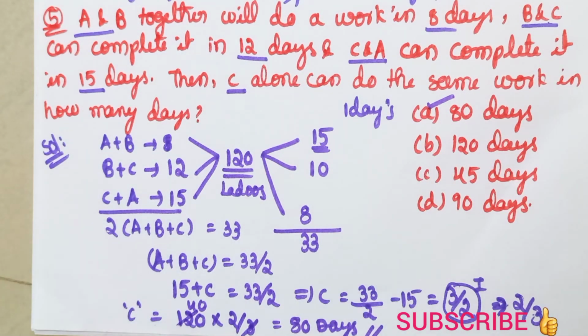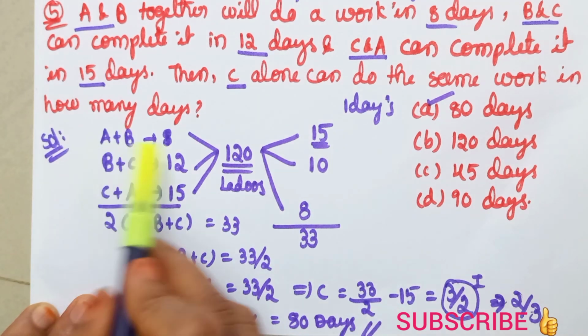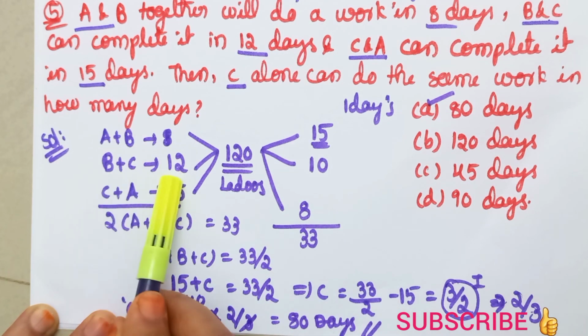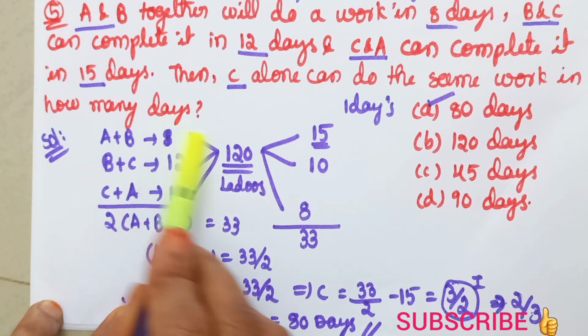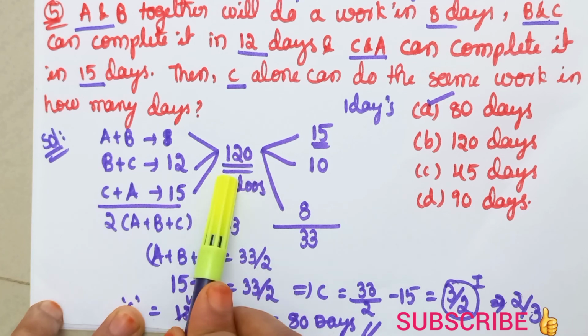So if you want, I will explain it once again. So A plus B can do the work in 8 days. B plus C can do the work in 12 days. Similarly, C plus A can do the work in 15 days. So we are using LCM method. So take out the LCM here. This is nothing but 120.